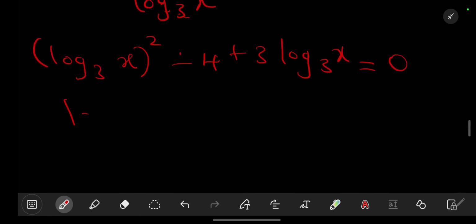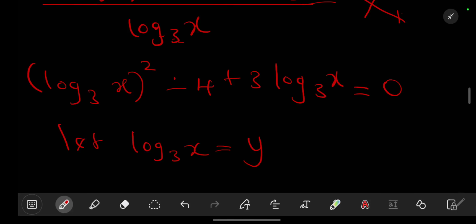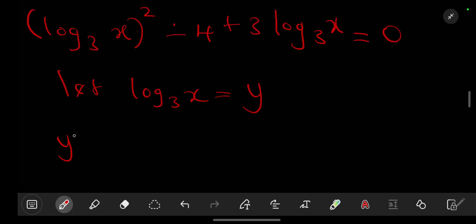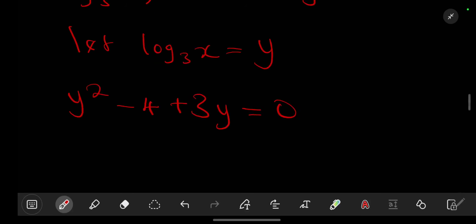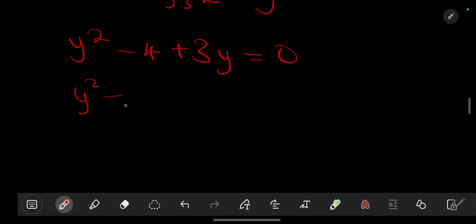From here, what we are going to do is let the log of x base 3 be equal to any letter such as y, so that when you solve for y, you can now equate it back. So we are going to have y to the power of 2, minus 4, plus we have the log of x base 3, it will be 3y, should be equal to 0 like that. So we have y squared plus 3y minus 4 should be equal to 0.